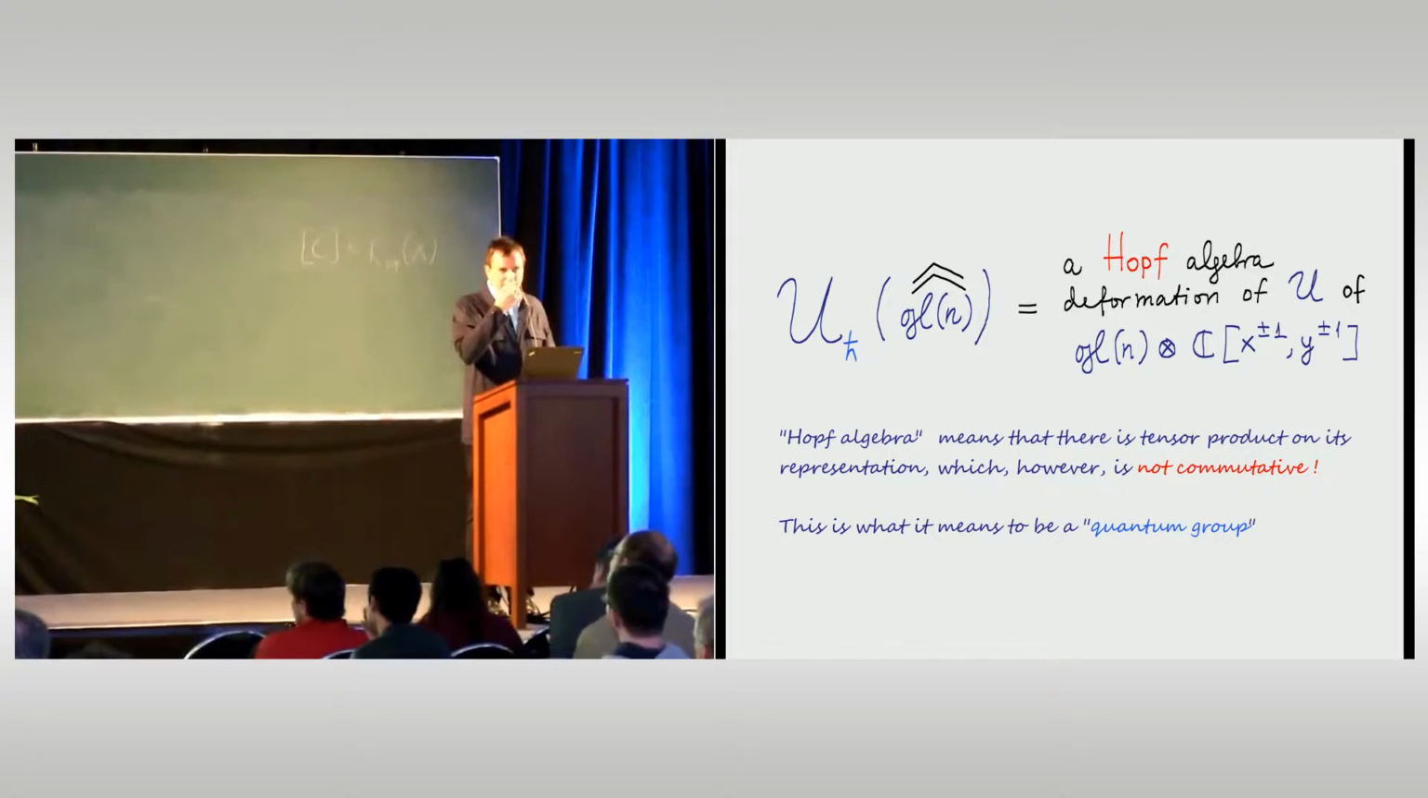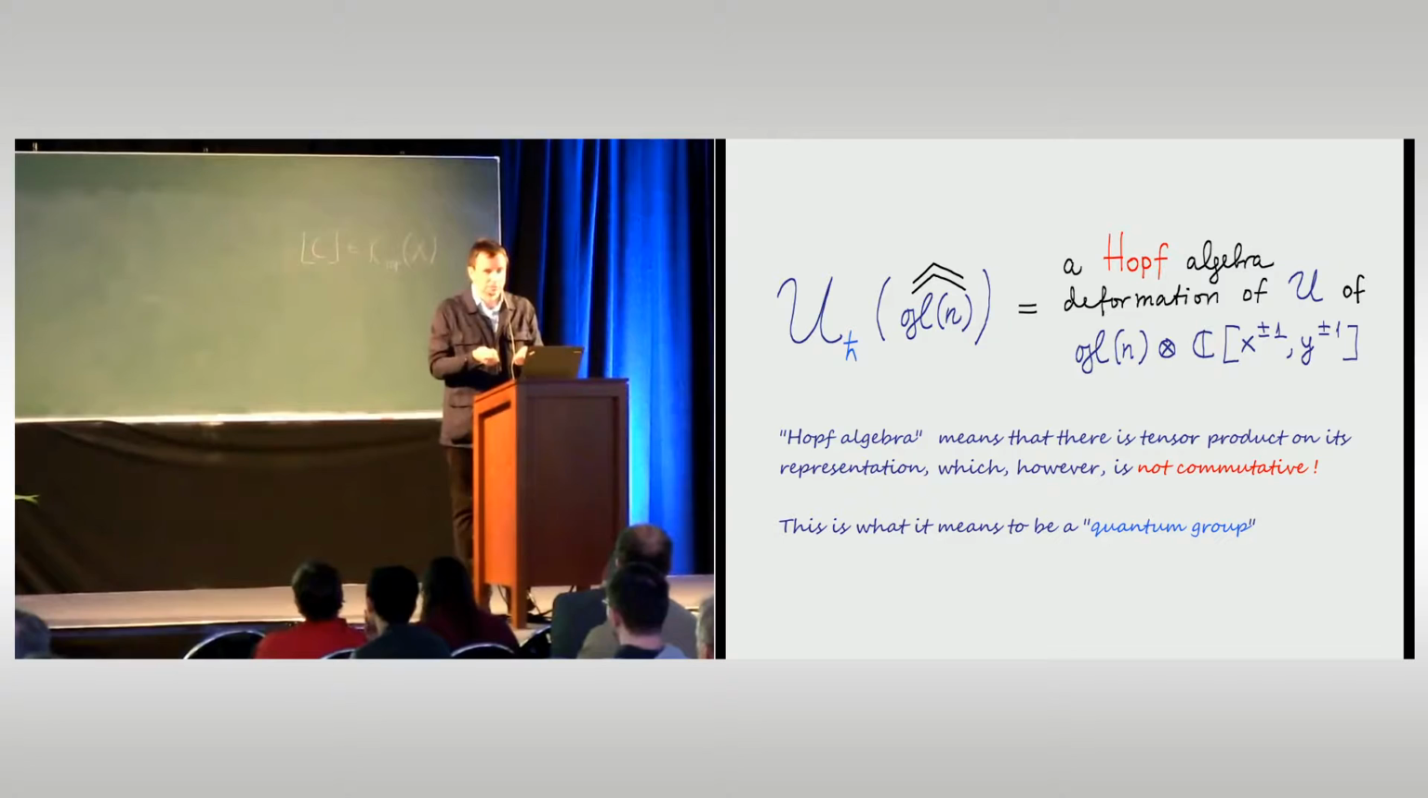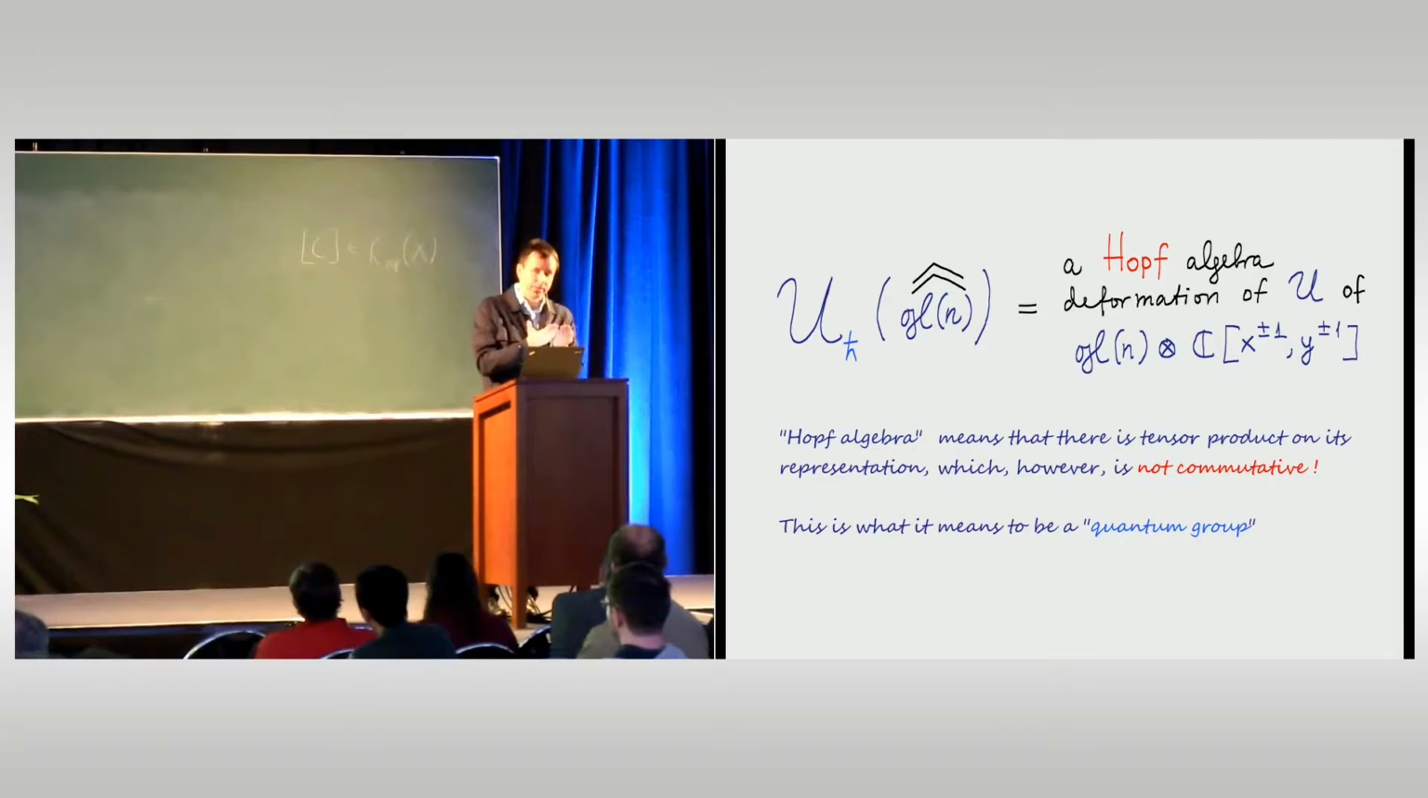And what's crucial about it is that this is not any algebra deformation, but a deformation of this as a Hopf algebra. What does this mean? An algebra is a Hopf algebra when I can tensor multiply its representations. If I take a representation of a group or a Lie algebra, that has a tensor product, right? If a group acts on some vector space and it acts on some other vector space, it also acts on their tensor product. The same with the Lie algebra. And so this thing has this operation: if it acts on some vector space and acts on some other vector space, it knows how to act on the tensor product. This is what it means to be a Hopf algebra.